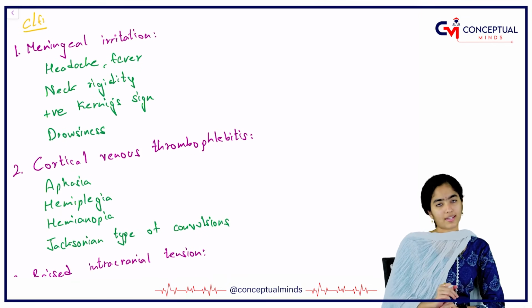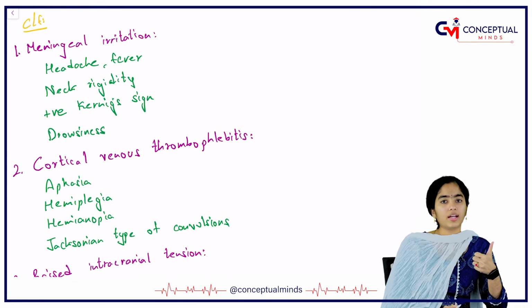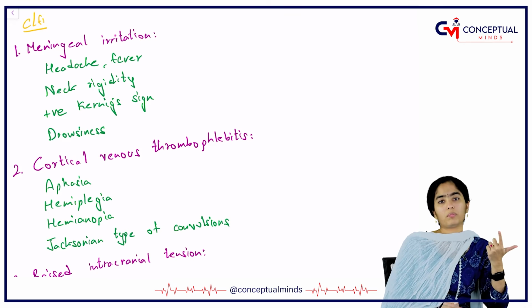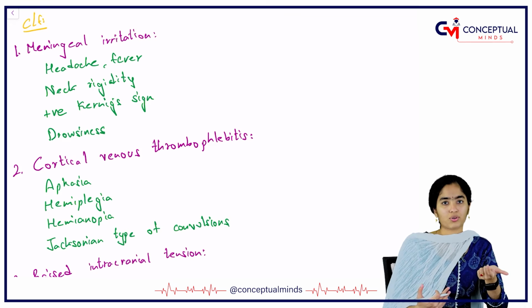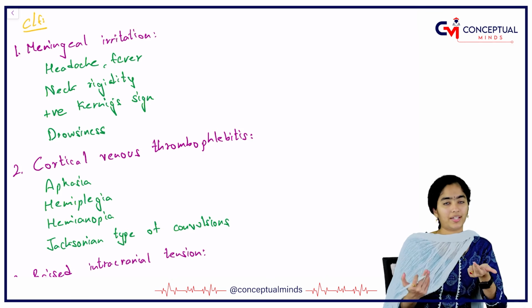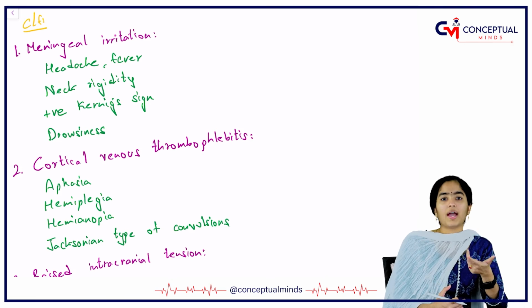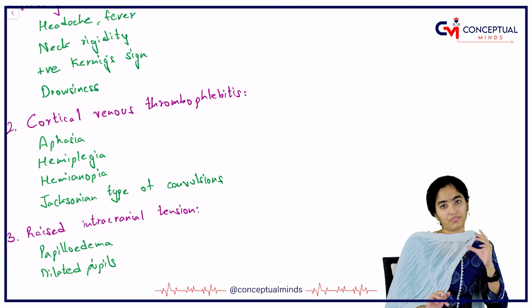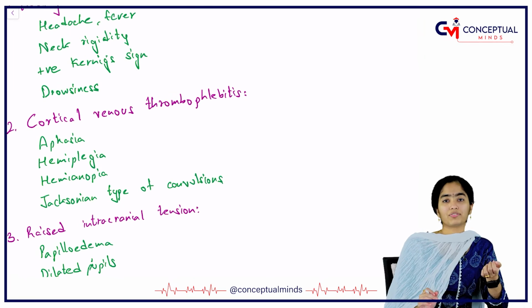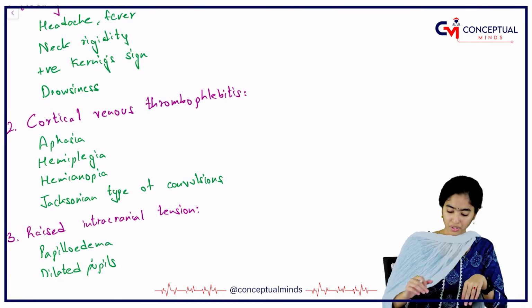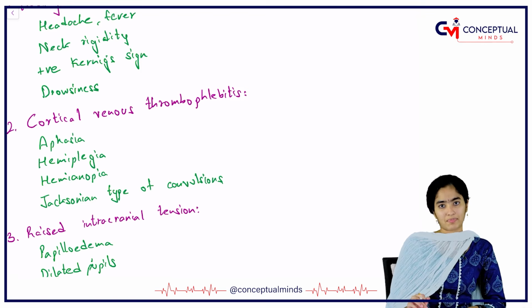What are the clinical features? Number one, because the meninges are irritated, it will lead to drowsiness, neck rigidity, positive Kernig's sign, fever and malaise. Number two, because of the increased pressure, intracranial pressure is rising, that can lead to various symptoms such as papilledema, dilated pupils and ptosis. And we also have symptoms because of cortical venous thrombophlebitis like aphasia, hemianopia, hemiplegia. All of them will occur depending upon the location of the subdural abscess. And sometimes it can even lead to epilepsy.